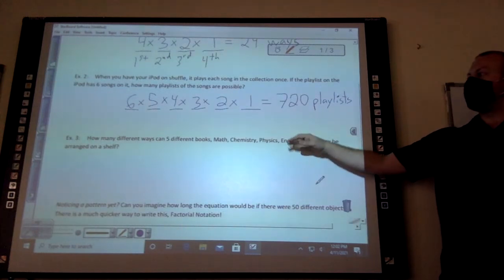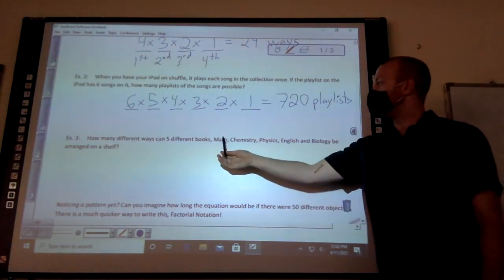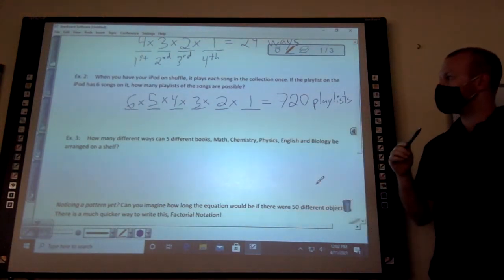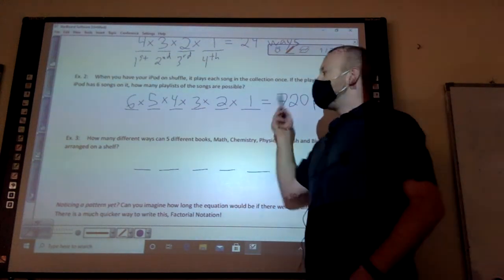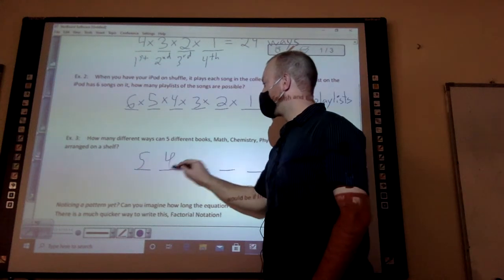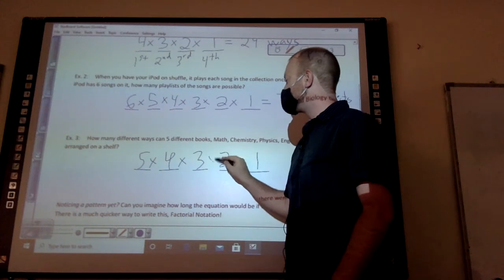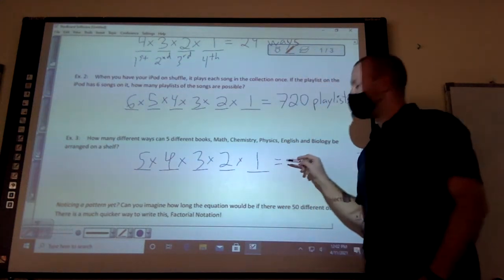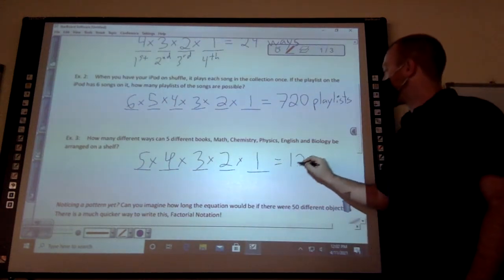Let's try another one. I've got 5 different textbooks: math, chemistry, physics, English, biology. How many ways could I arrange those? Same method. So I've got 1, 2, 3, 4, 5 textbooks. So I've got 5 spaces. Same pattern. 5 times 4 times 3 times 2 times 1. Kids, each time I'm using up one of those textbooks, and I end up with 1 less. So this one is 120.